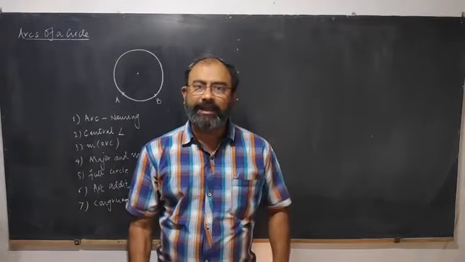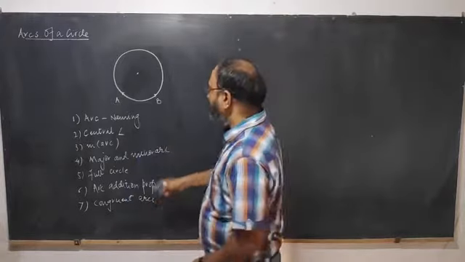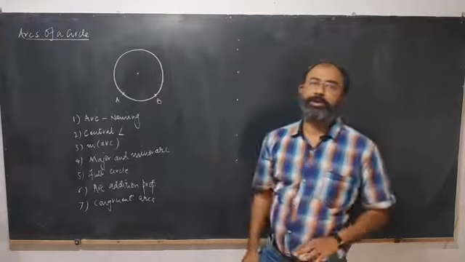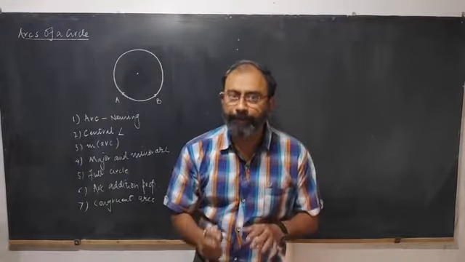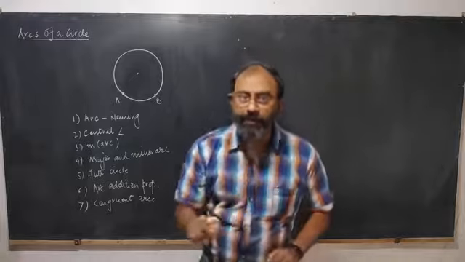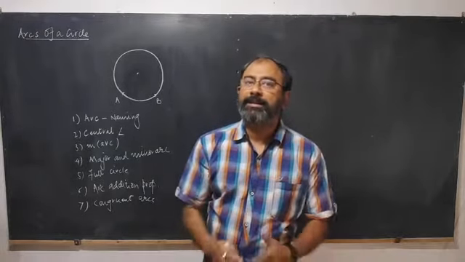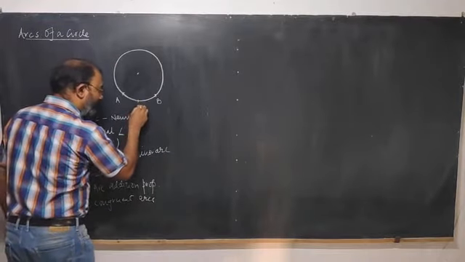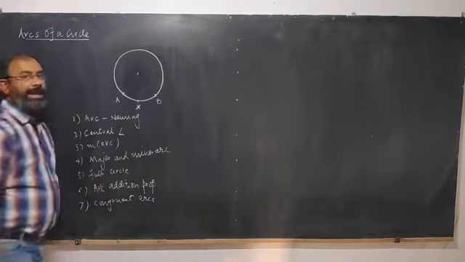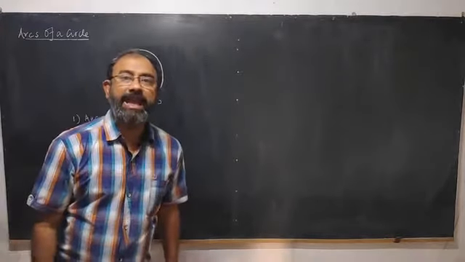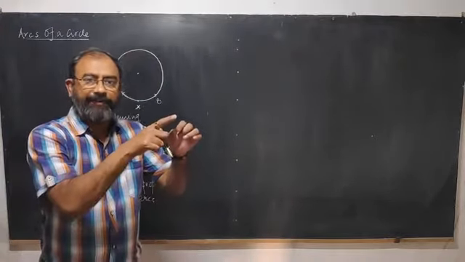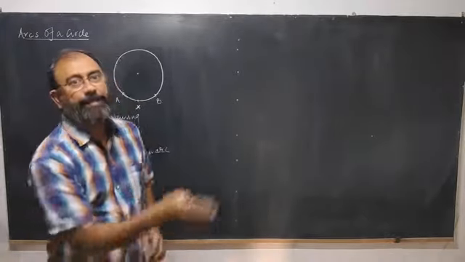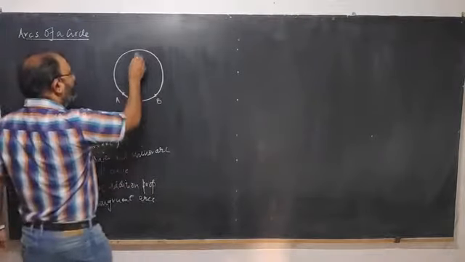But saying arc AB can be confusing because it can be this arc or it can be this arc also. So in order to avoid the confusion, we take one extra point between the end points of the arc so that it is easier to name the arc. Suppose if I take point X here, now I can name the arc as arc AXB. That means starting from A, then going to X and then to B, or even the same arc can be named as arc BXA. Okay, so there will be no confusion.